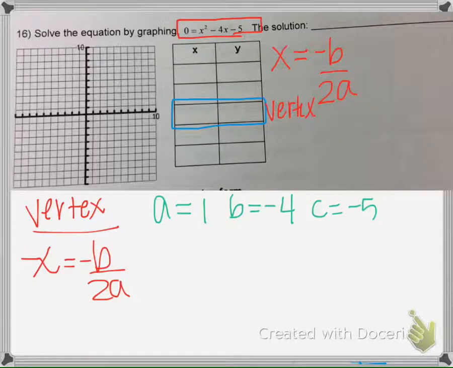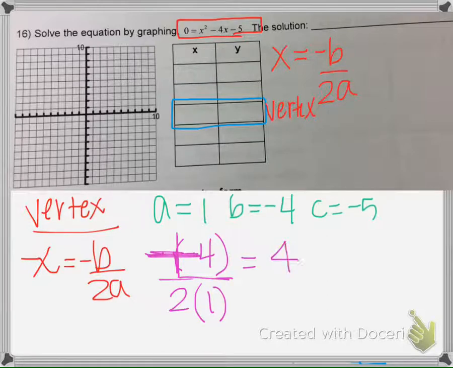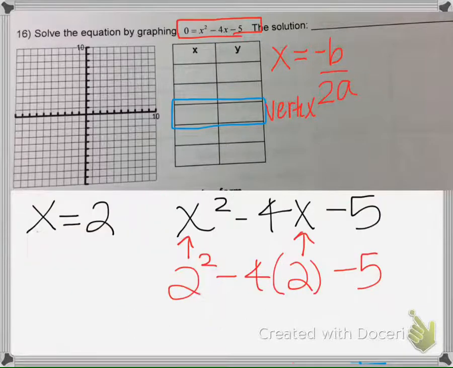So we go ahead and plug in our b value, which is negative 4. We have two negatives here, so that's going to make a positive 4. And our a is 1. So we get 4 divided by 2, which is 2. Now we're going to take this value and plug it in for x. We're plugging the x value we got for the vertex, which was 2, back into the equation. And we get negative 9.